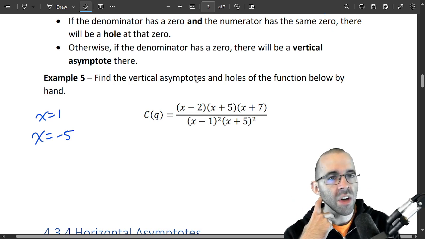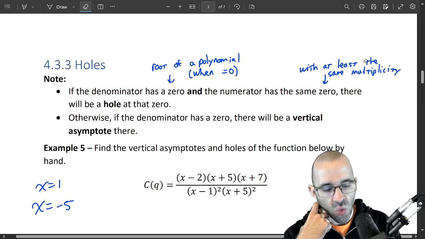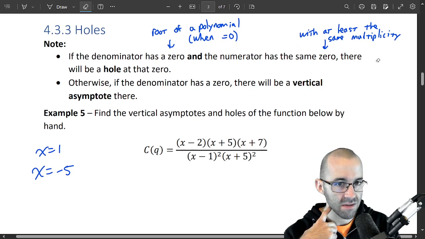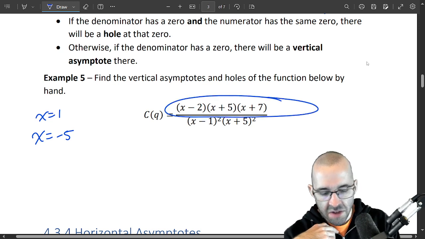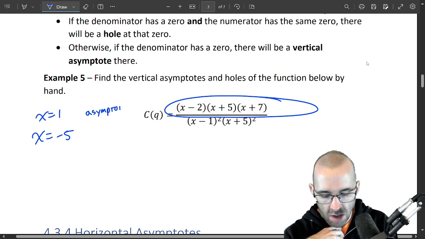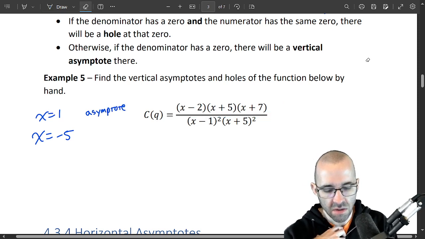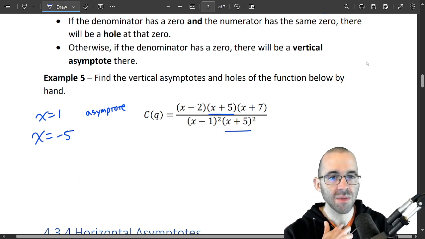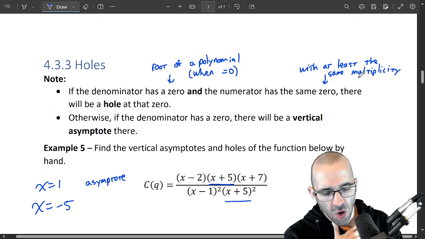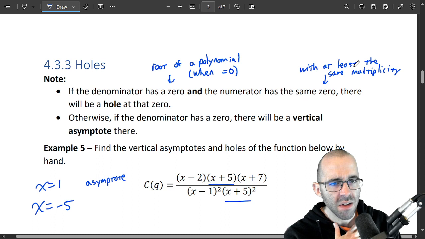So does the numerator have the same 0 with at least the same multiplicity? So x equals 1. There's no 0 of x equals 1 here, so we know this is an asymptote for sure. The other one's the more confusing one, because notice they do have the same factor. They have the same 0 here of x equals negative 5. So it's a hole if the multiplicity on the top is at least the multiplicity on the bottom.